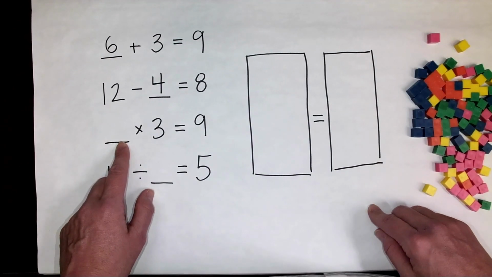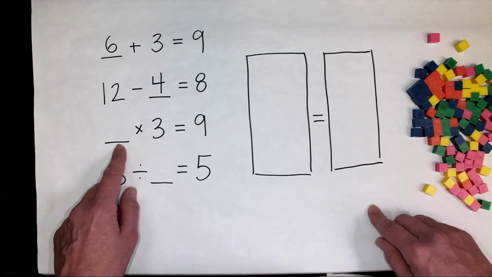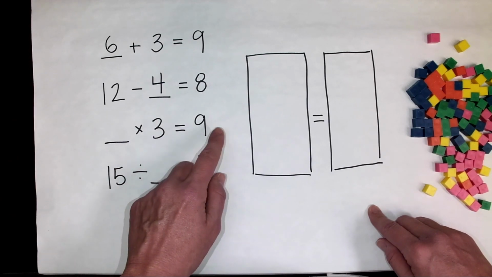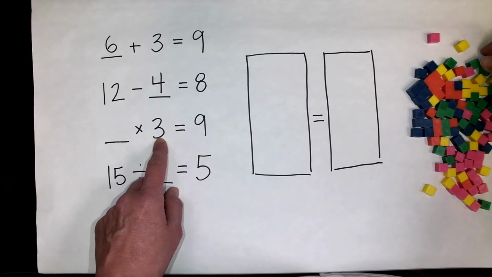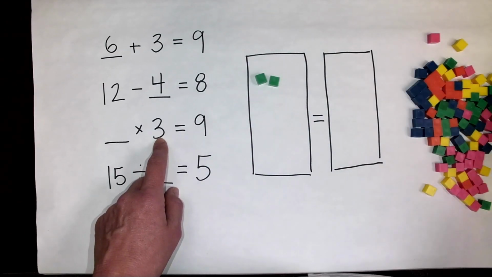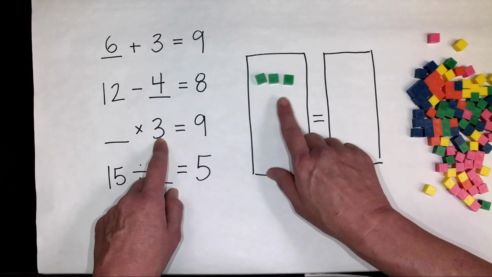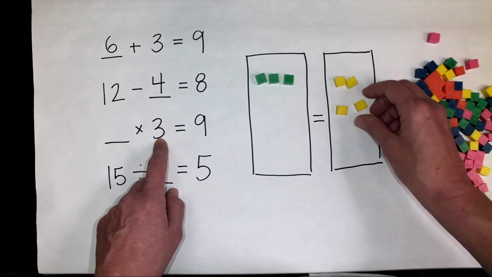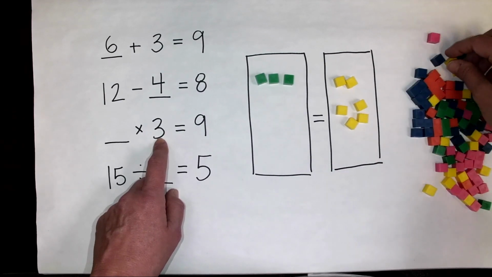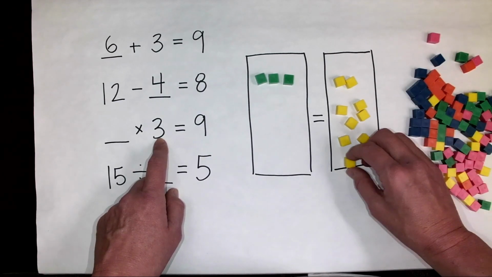Now let's get to some multiplication. Here I have blank times 3 is the same as 9. So I know that I'm going to at least have one group of 3. I'll go ahead and put 3 right there. And that's going to be the same as 9. I'll go ahead and show 9 on this side. 5, 6, 7, 8, 9.